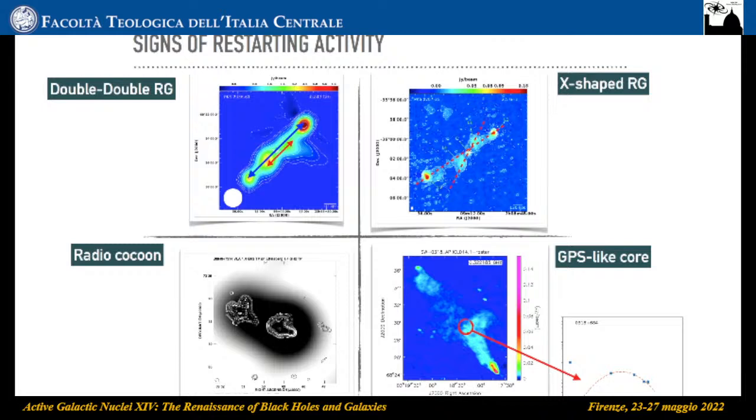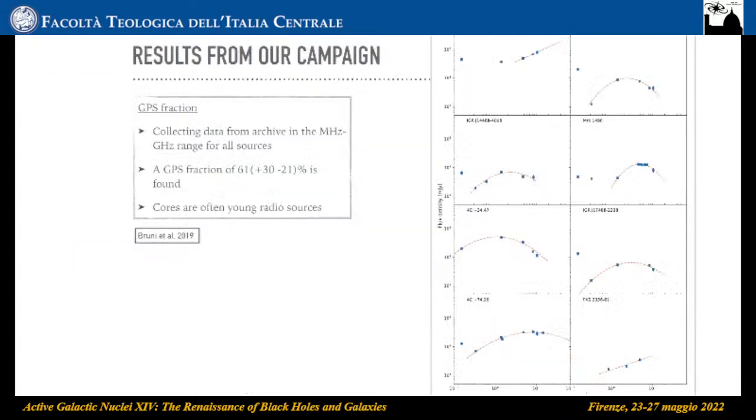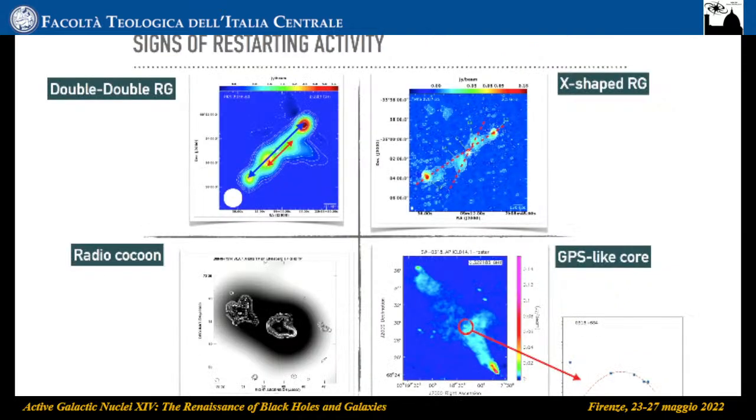So you can have a double-double morphology. We have already discussed it in the past days. You can have two couples of lobes, and the most internal couple is the new one, while the most extended one is the previous phase. So in this case, you can have two radio phases, okay?